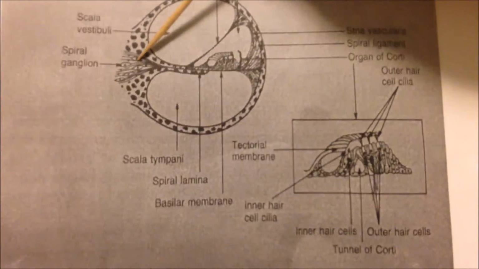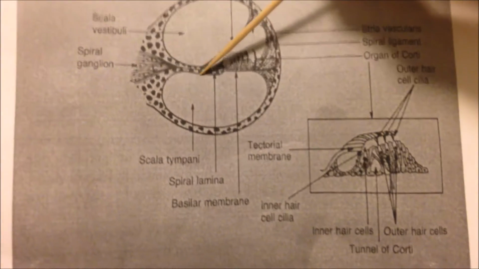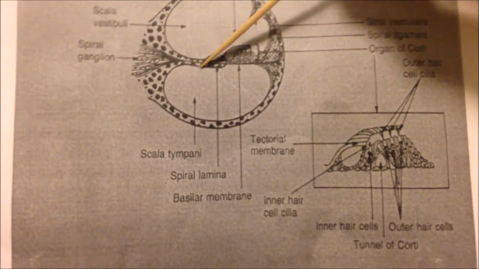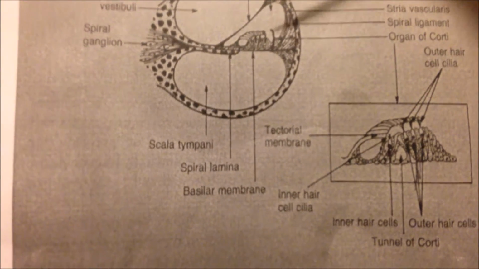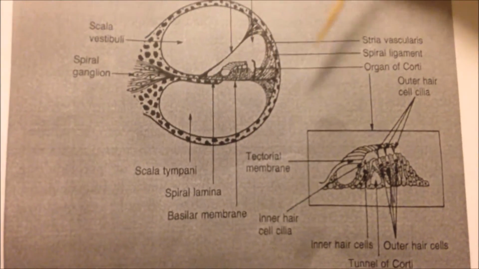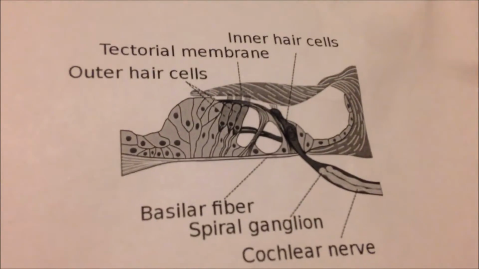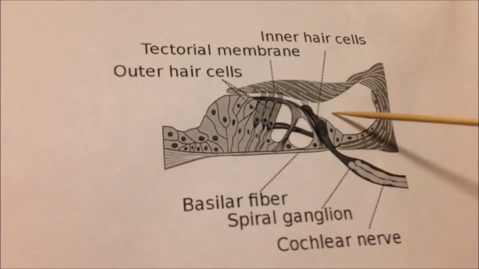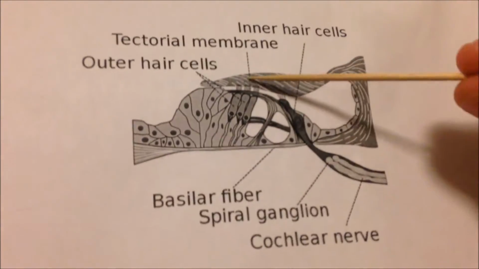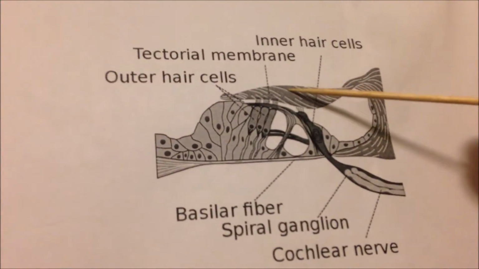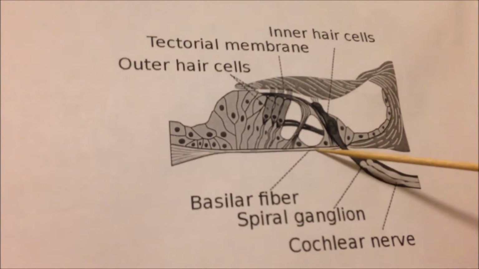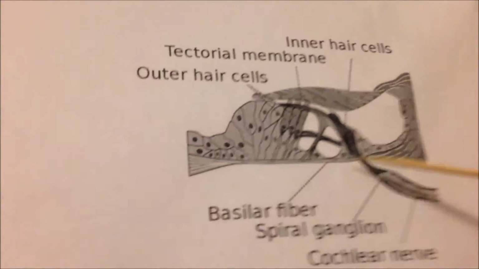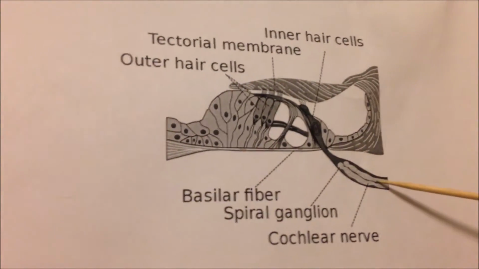This is called the spiral ganglion. This line right here is the spiral lamina. This is the organ of Corti, also known as the sensory organ. A better picture is down here. Right here are the inner hair cells. Above that is the tectorial membrane. Below the tectorial membrane are the outer hair cells. This is the basilar fiber, and this nerve right here is called the cochlear nerve.